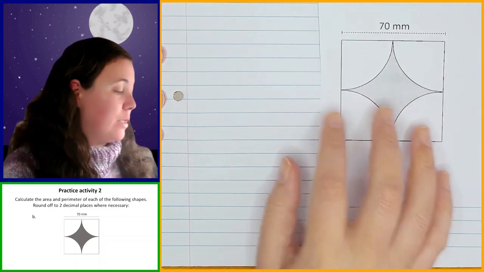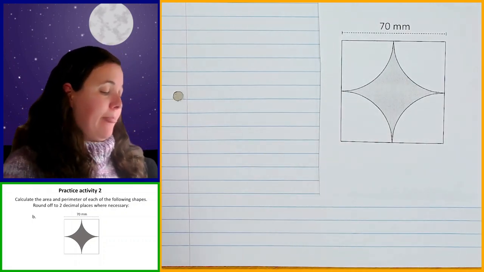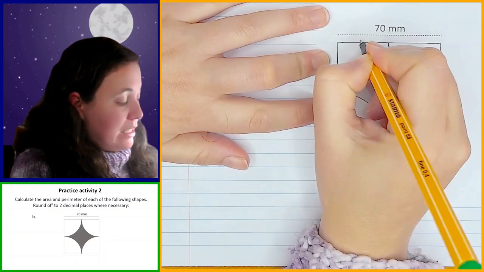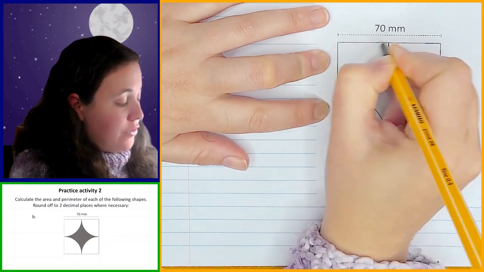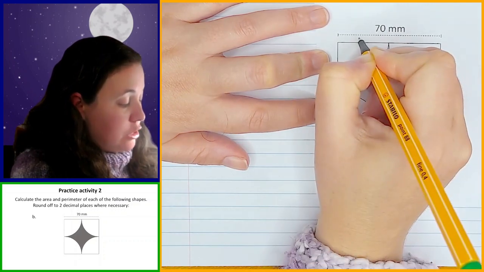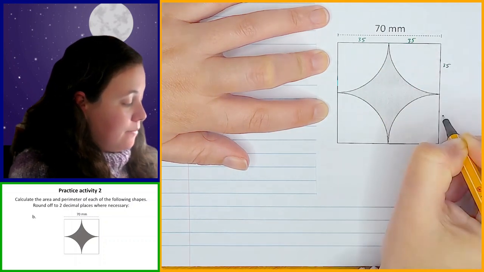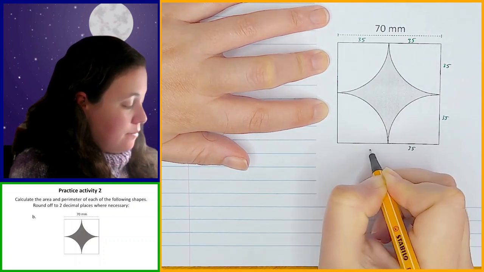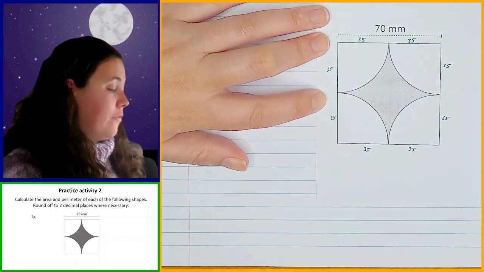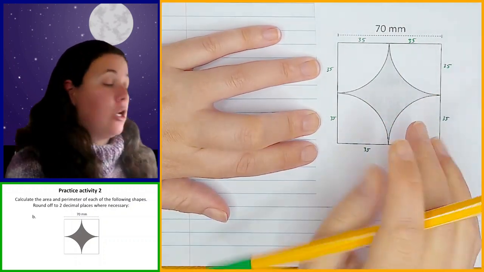Okay, so first of all, you needed to know that this over here is a quarter circle, which means that this is going to be the radius. Half of this distance is the radius of each of these quarter circles. So that's going to be 35 millimeters. Now you don't need to fill in all of those, but just so that you're aware, all of these quarter circles have the same radius of 35.